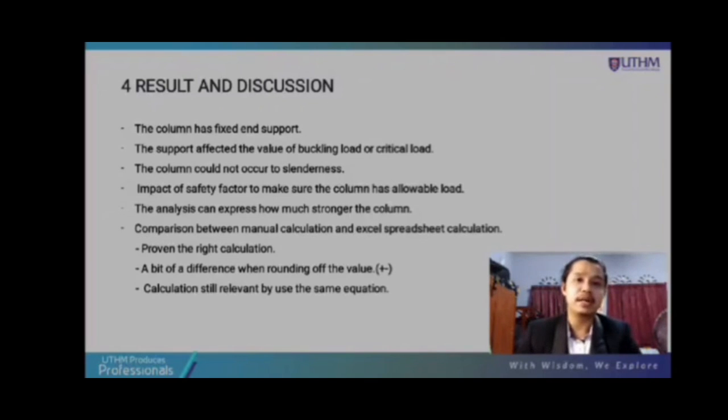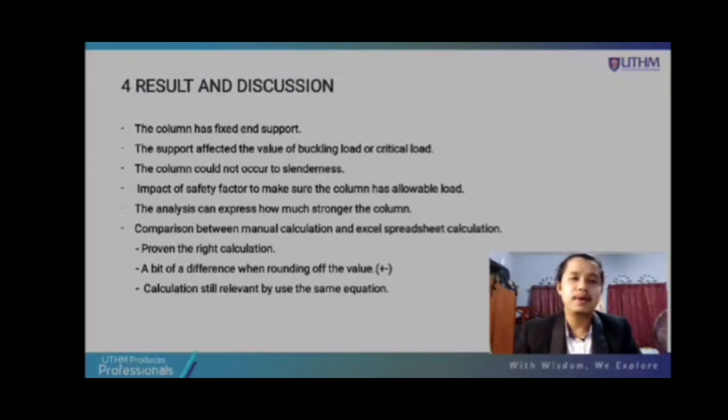K represents the end supports. So, for this discussion, we have the fixed end support. So, the K value is 0.5. So, the effective length for the fixed end support in this discussion must be half of the actual length. Next, the column is not slender because the critical stress for this discussion is not equal to the yield stress.